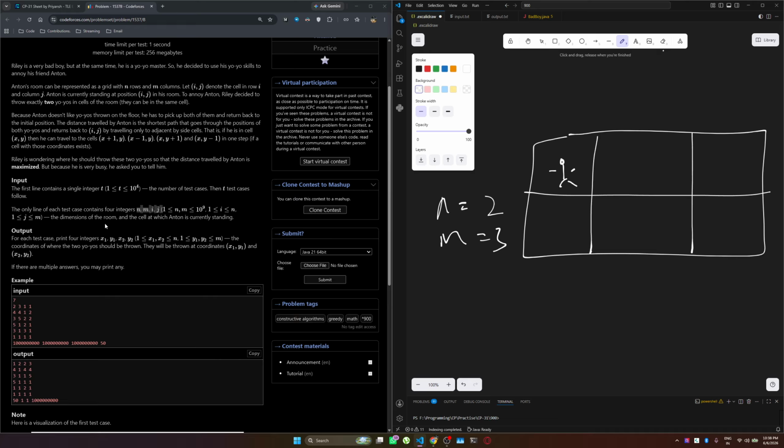And then okay, yeah, we can just place the ball here, which is what? 1, 2, 3, 1, 2, which is 3, comma 3. So wait, x1, y1, x2, y2.